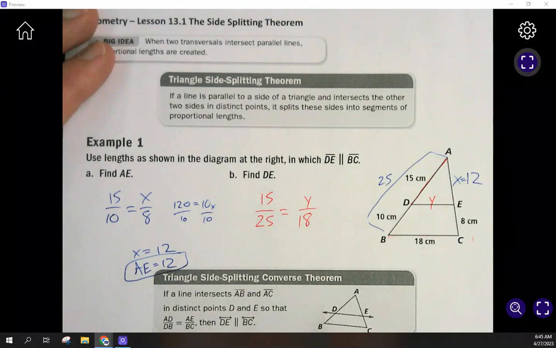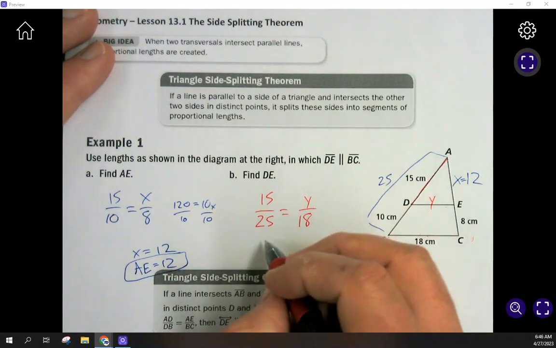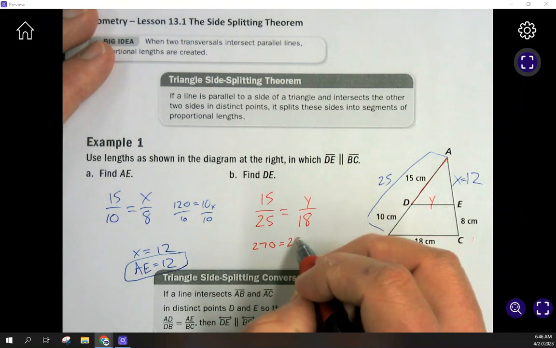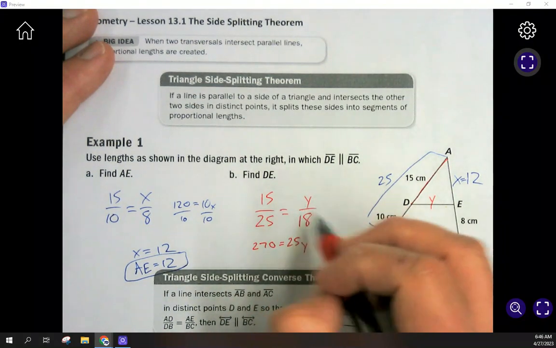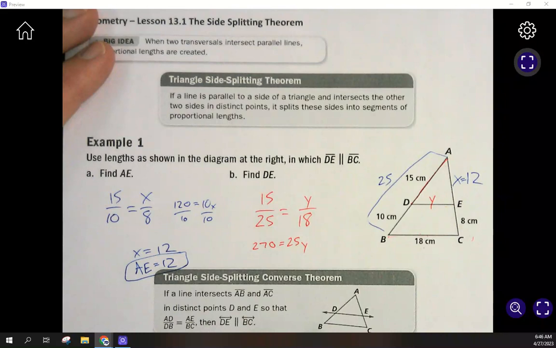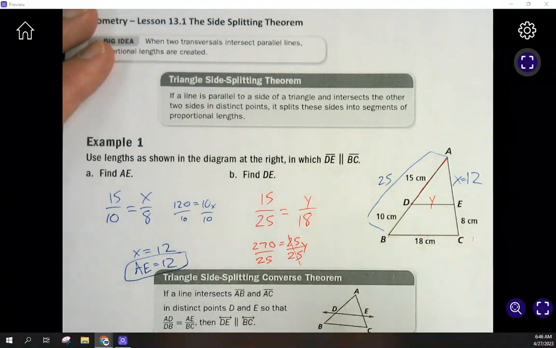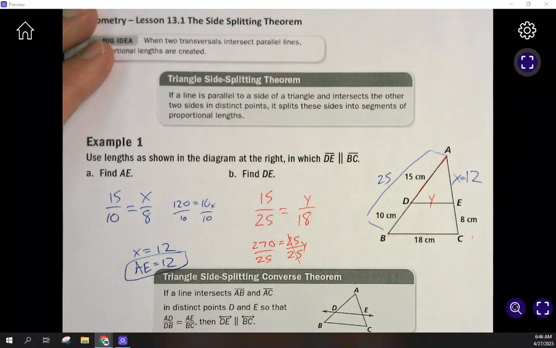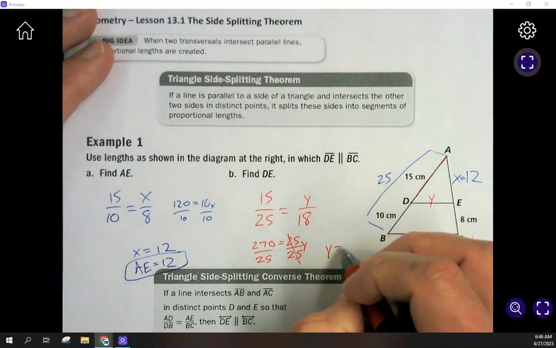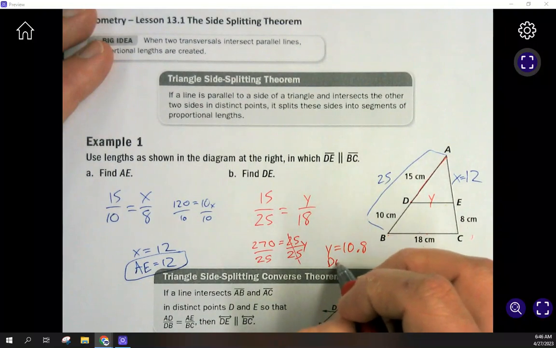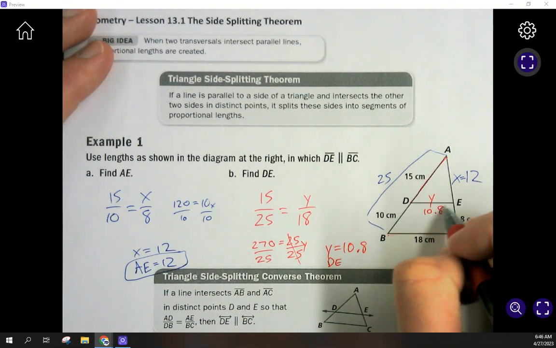So 15 times 18 comes out to 270, and 25 times y is 25y. If you need to draw the little circles to remind you what you've done, go ahead. We'll divide by 25, and 270 divided by 25 is 10.8. So DE equals 10.8.